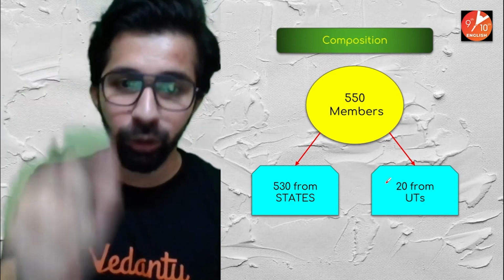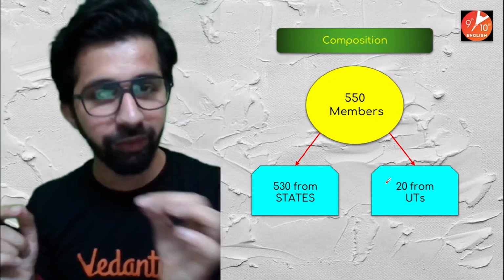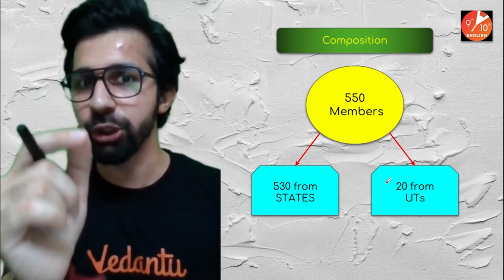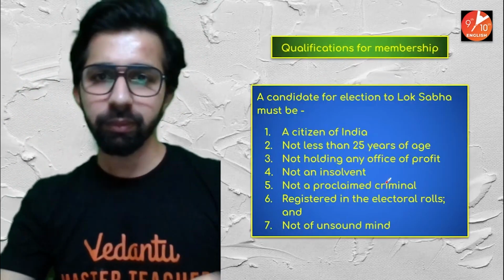Again, I want you guys to pause the video and make a note of this. Maximum strength of Lok Sabha is 550 members, 530 are elected from states and 20 are elected from union territories. Alright, is it clear? Great.